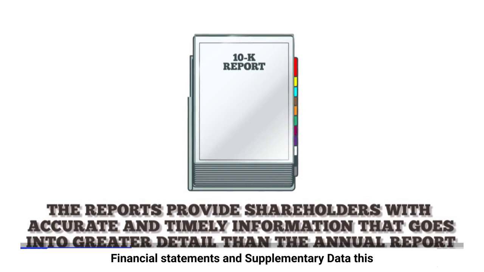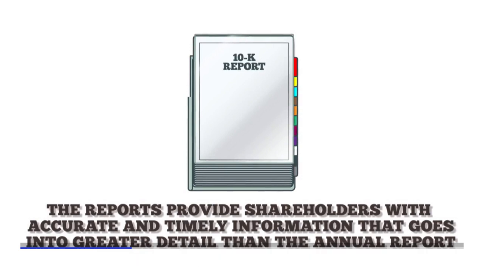Financial statements and supplementary data. This includes the company's audited financial statements including the income statement, balance sheets, and statement of cash flows. A letter from the company's independent auditor certifying the scope of their review is also included in this section. A 10-K filing also includes signed letters from the company's Chief Executive Officer and Chief Financial Officer. In it, the executives swear under oath that the information included in the 10-K is accurate.